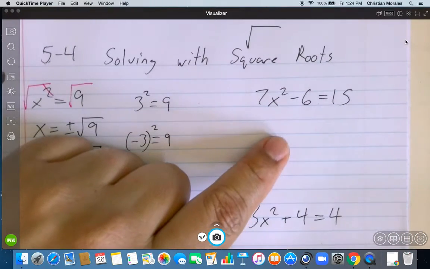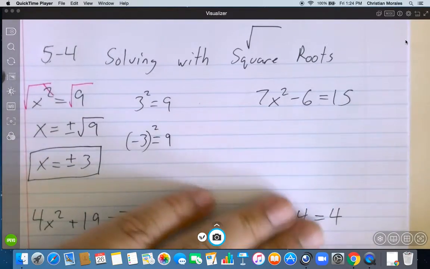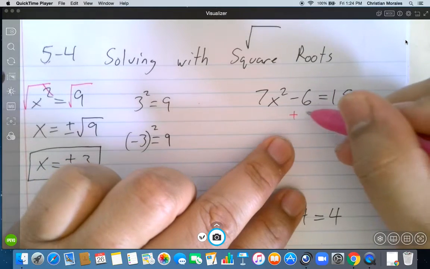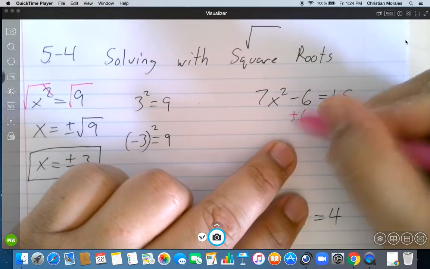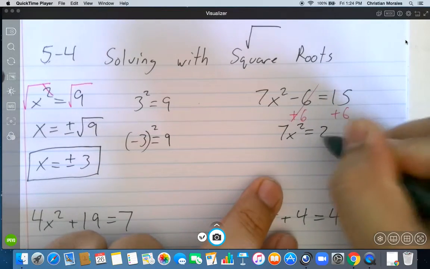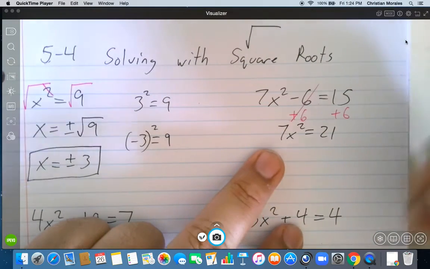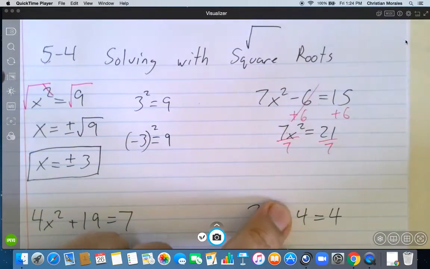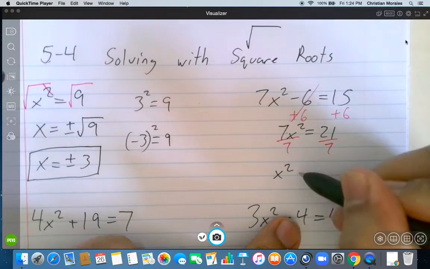Now, the problem here is there's a bunch of numbers in the way. So we're going to use inverse operations to get rid of them. So like the opposite of negative 6 plus 6, you'll get 7x squared equals 21. Okay. Now I get rid of that 7. That 7 is multiplying, so we're going to divide by 7. We're going to get x squared equals 3.